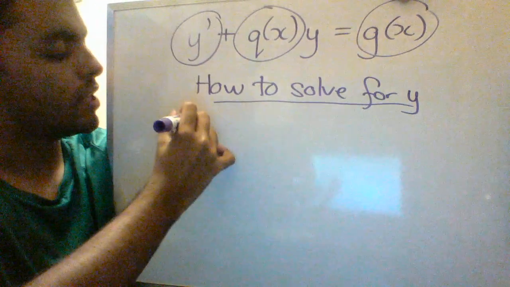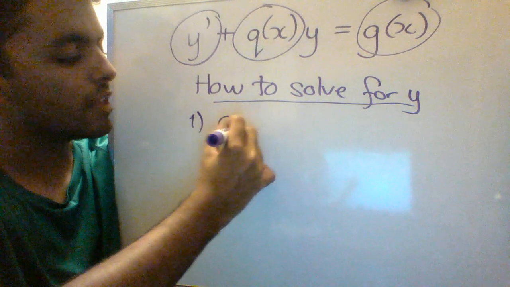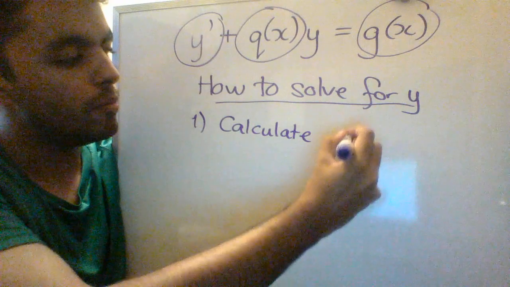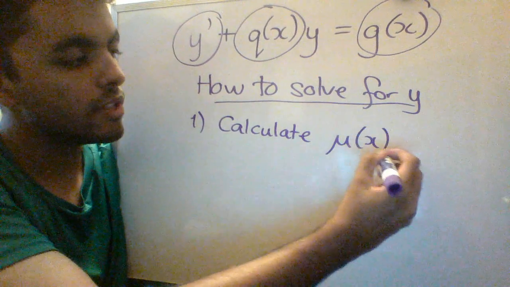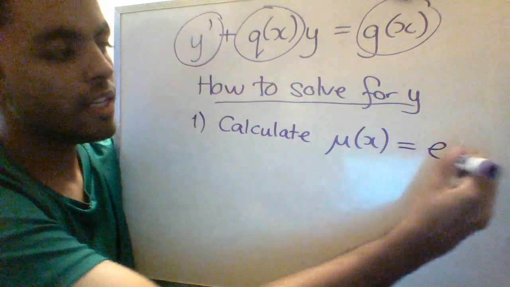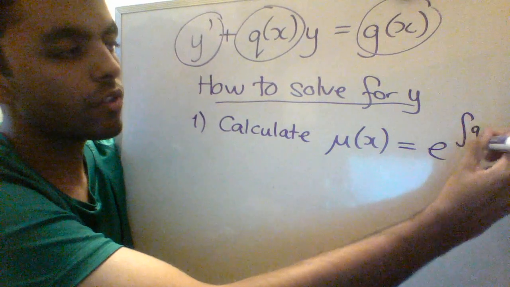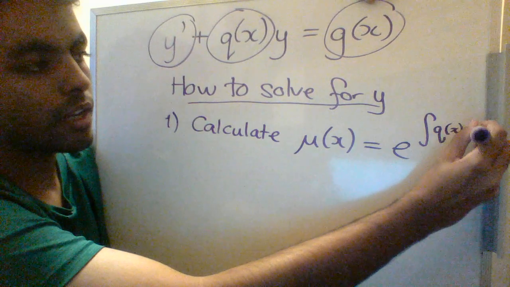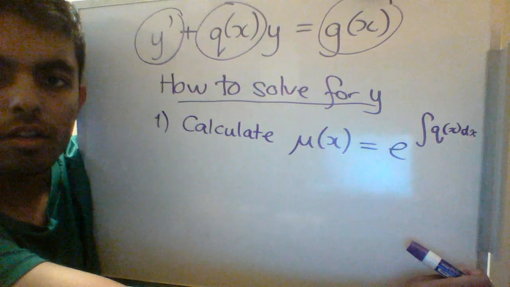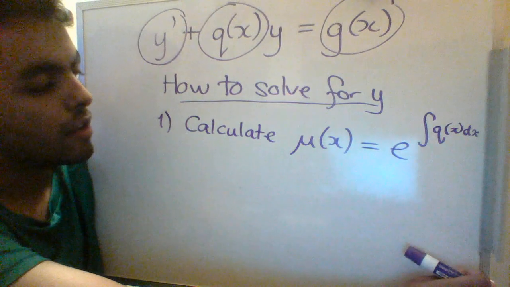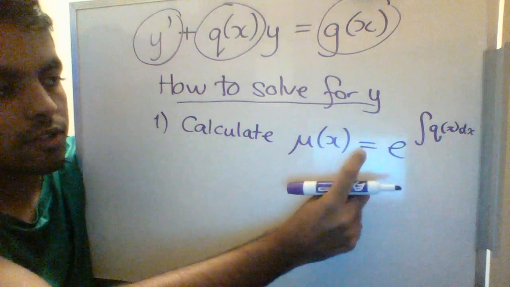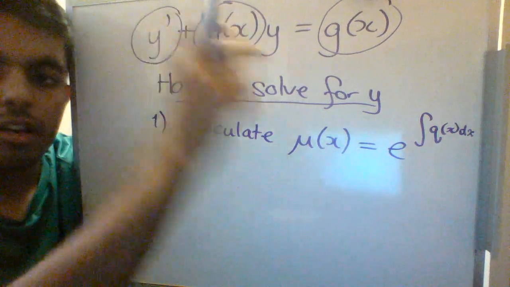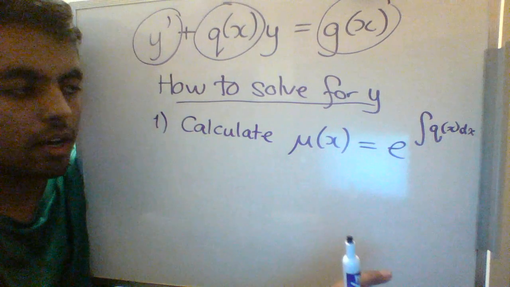And the first thing you have to do is calculate what mu of x is, which we defined as e to the integral of q of x dx. I hope you guys can see that. Looks good on my screen. So you have to calculate mu of x, which is equal to e to the integral of q of x dx. And a couple of important things to note here.